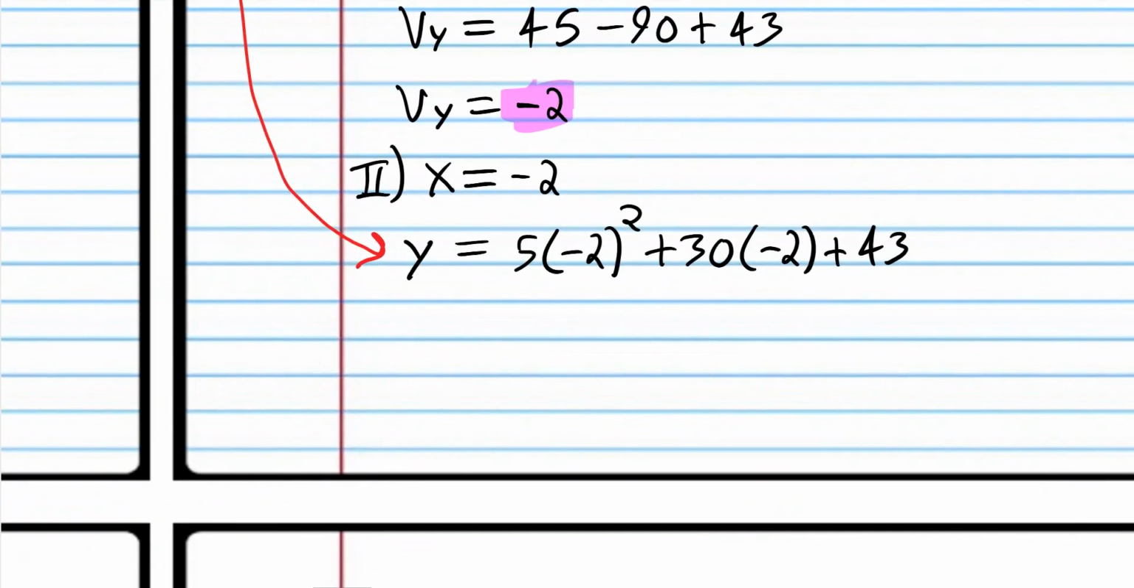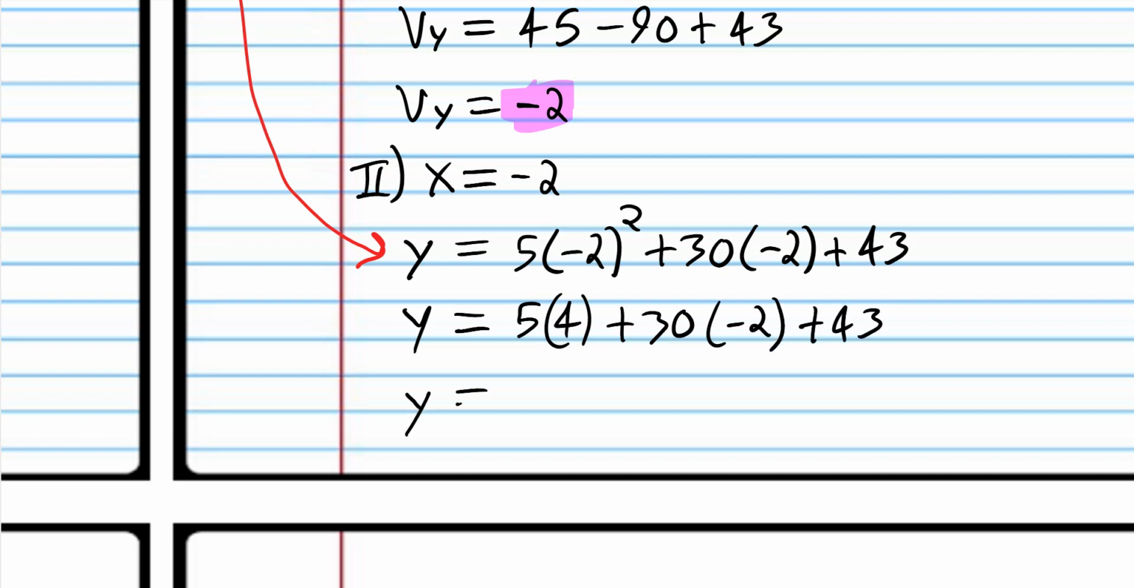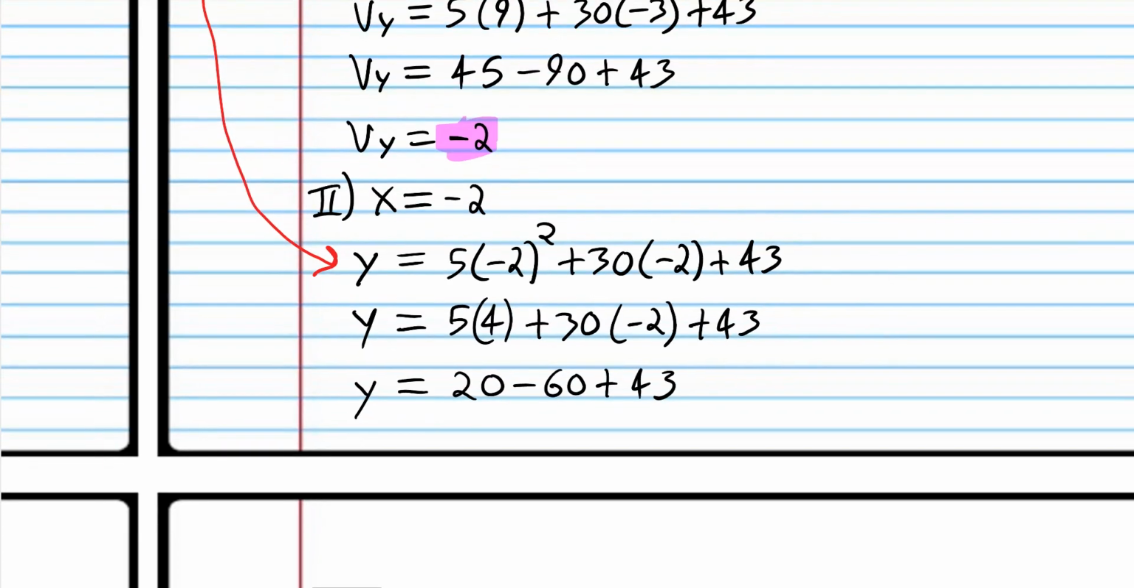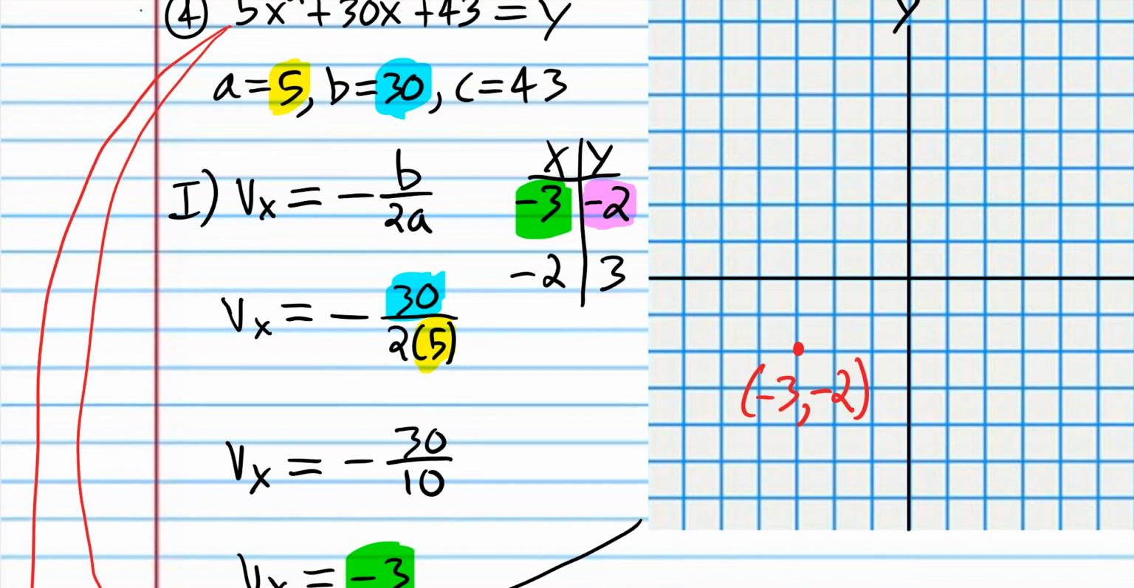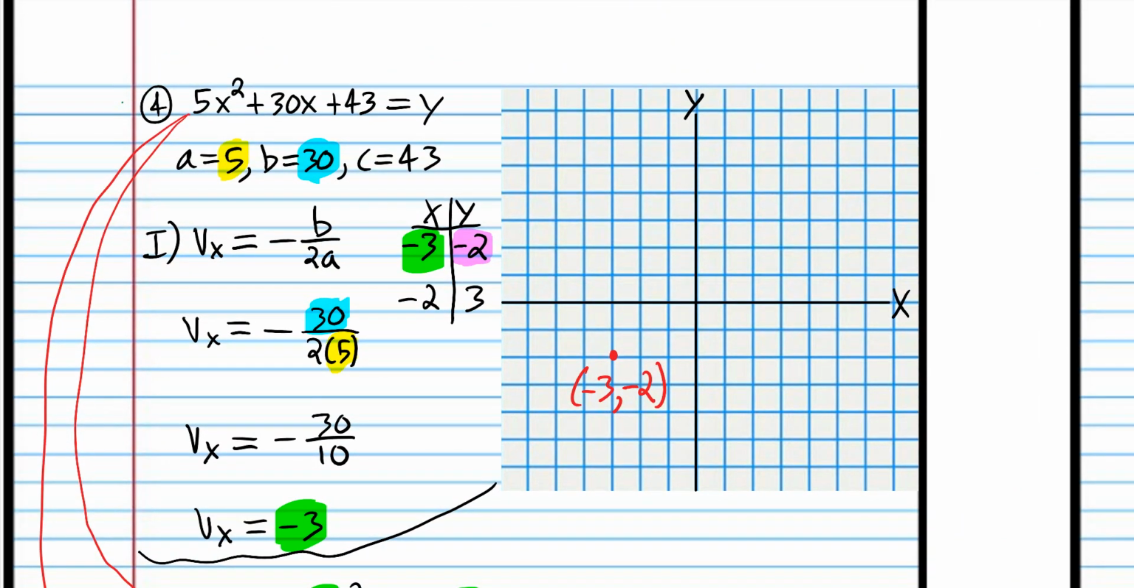So now, using order of operations, we have 5 times 4 plus 30 times negative 2 plus 43. And that's 20 minus 60 plus 43. Add all that together and we get 3. So negative 2, 3 is another point. And let's go ahead and plot that. That'll be about there. And so if you draw the line of symmetry, we went over 1 to the right to get that point, so we'll just go over 1 to the left to get to the next point.